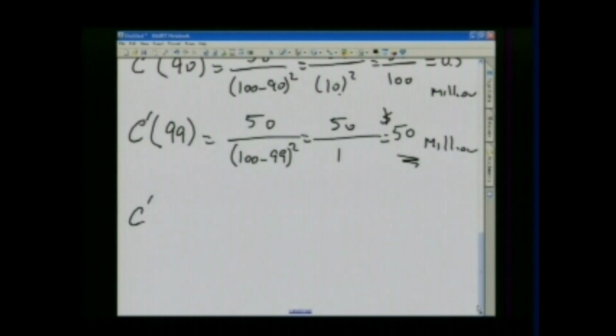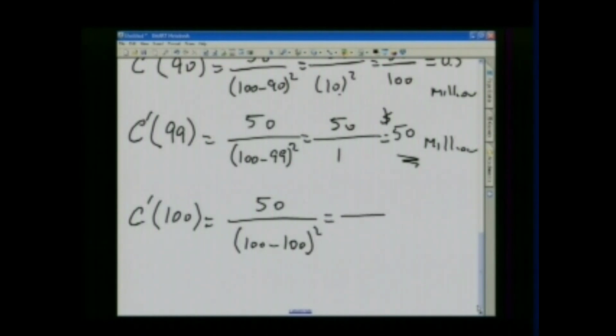So if you want C prime of 100, all 100% removed, then you would have 50 divided by 100 minus 100 squared, equal to 50 divided by 100 minus 100, which is 0. 0 squared is 0. So you have 50 divided by 0, it is infinity. So you need an infinite amount of cost to go from 99% clean to 100%.